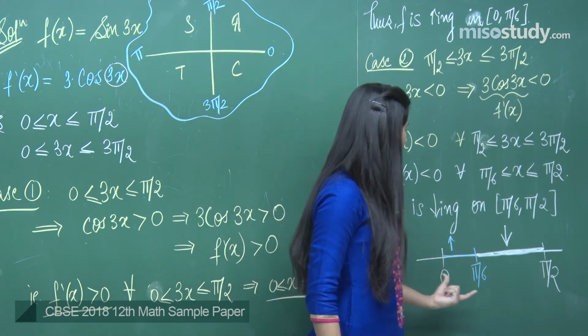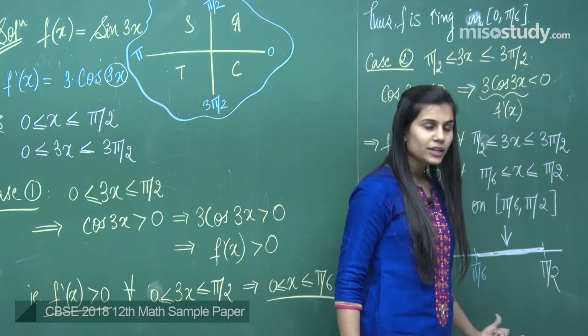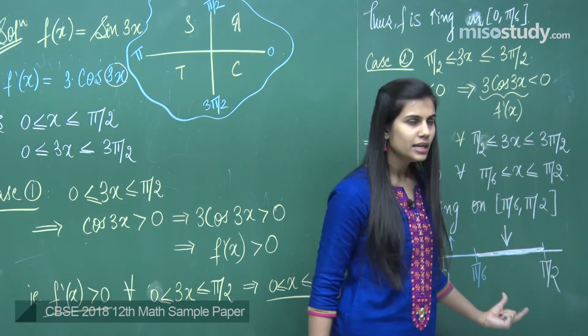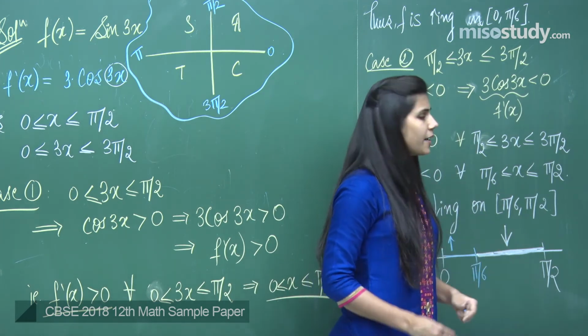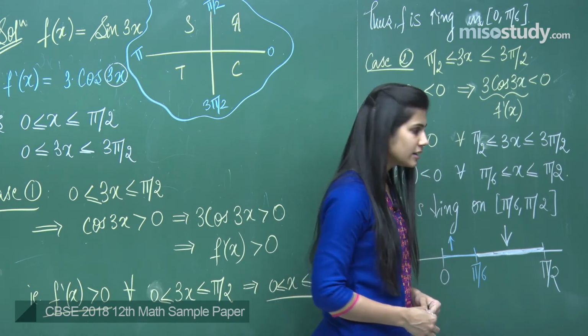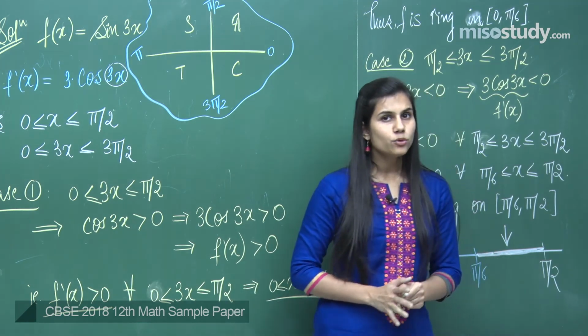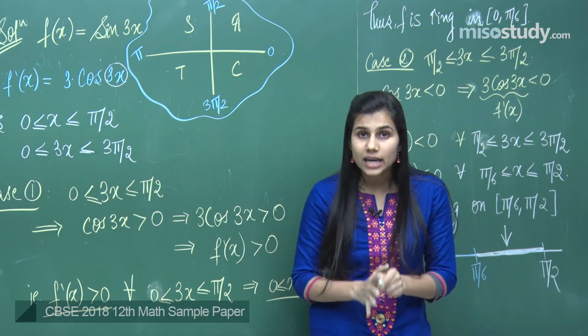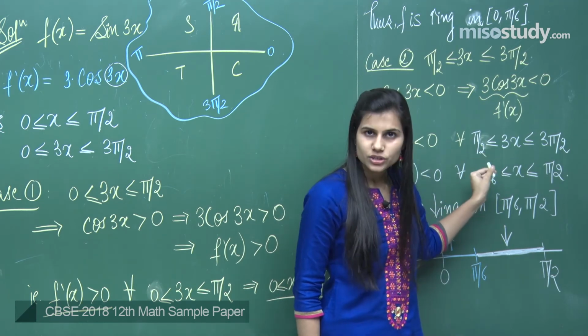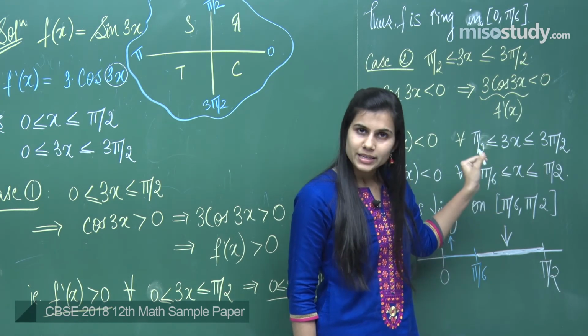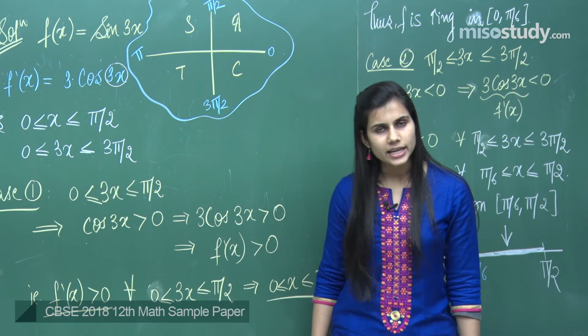So therefore, I have divided my interval 0 to pi by 2 into two subintervals, one over which it is increasing and the other over which it is decreasing. Note this down and then we will move to the next question, because that is how you deal with these questions of increasing, decreasing. So spend some time with it and then come with me in the next question.